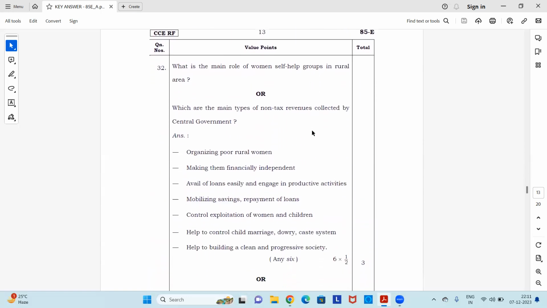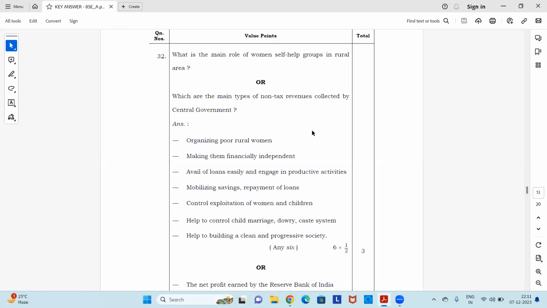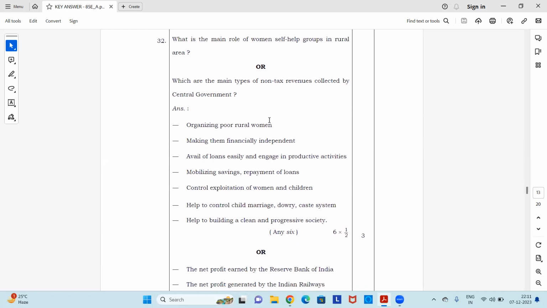Next question, what is the main role of women self-help groups in rural areas, or which are the main types of non-tax revenues collected by the central government? Let's see the role of women self-help groups. It's organizing poor rural women, making them financially independent, availing loans easily and engaging in productive activities, mobilizing savings, repayment of loans, controlling exploitation of women and children, helping to control child marriage, dowry, caste system, and helping to build a clean and progressive society. Again, any 6 points could be written.